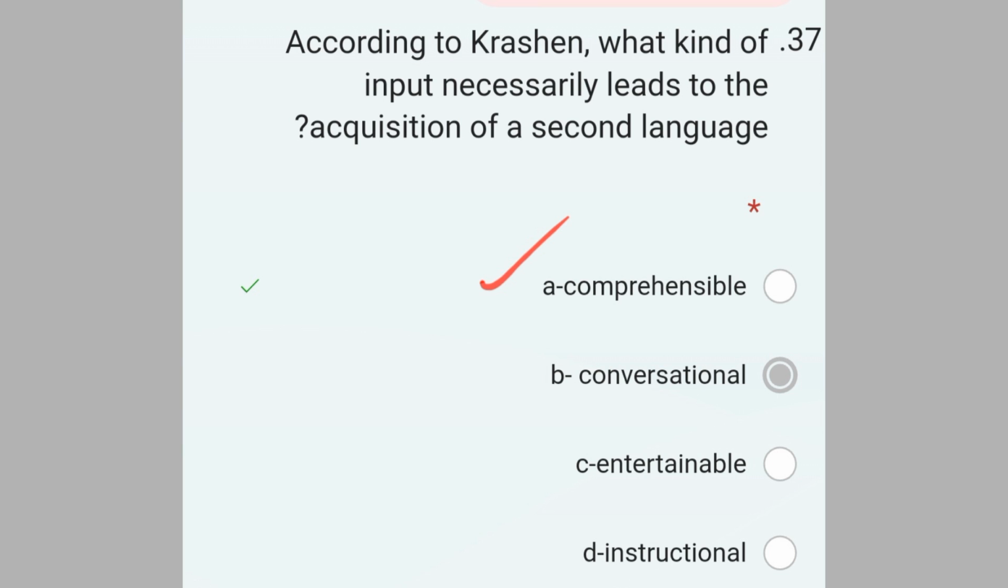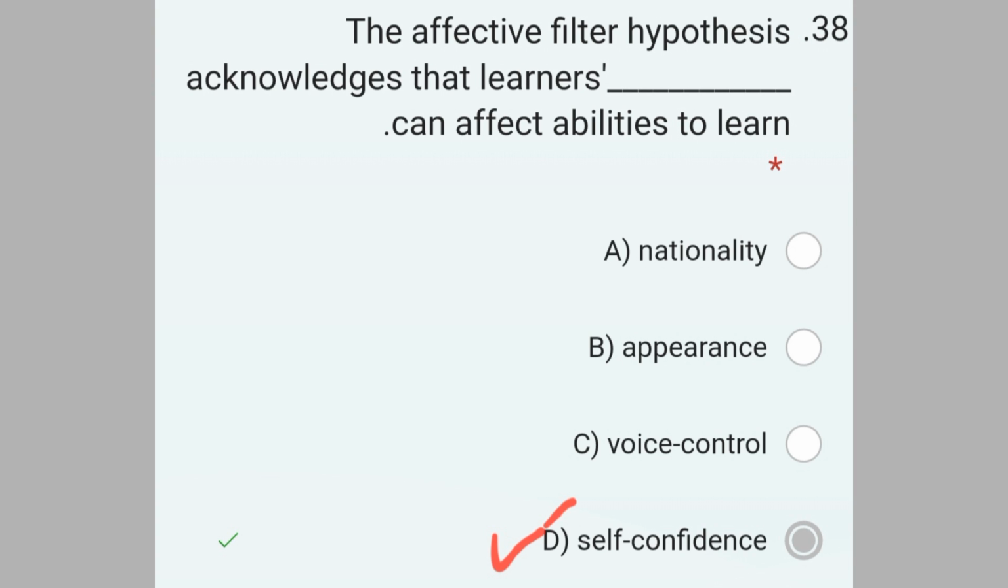37. According to Krashen, what kind of input necessarily leads to the acquisition of a second language? A. Comprehensible. B. Conversational. C. Entertainable. D. Instructional. 38. The affective filter hypothesis acknowledges that learners' can affect abilities to learn. A. Nationality. B. Appearance. C. Voice control. D. Self-confidence.